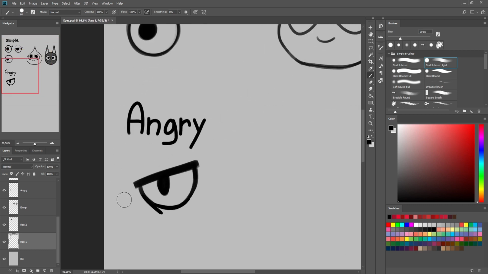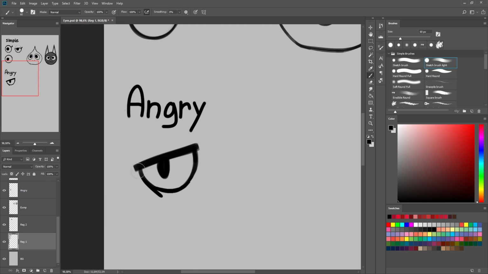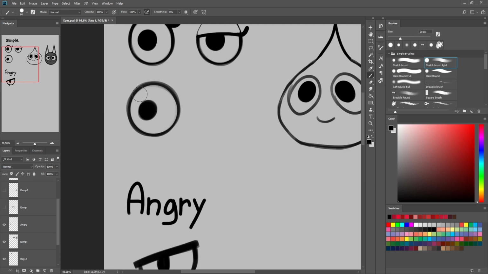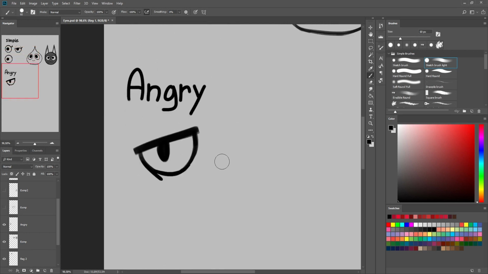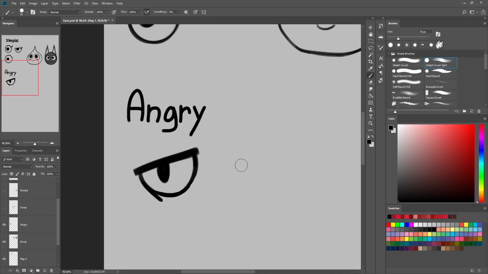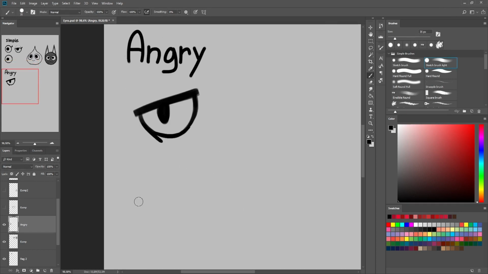So the second type of eye, which is pretty common, and this is my favorite one, is angry eyes. They're drawn really similarly to the simple one, but instead of finishing the circle, we cut it in the middle on an angle. So let's practice that. Just put the line on an angle, and then we finish it up with a half circle.